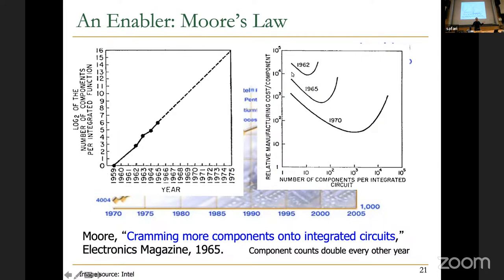And the reason is basically people are able to scale the circuits. It's called technology scaling, such that you can put more transistors in a given area. And these are the curves from his original paper, basically. This is the number of components per integrated circuit, and this is the relative manufacturing cost per component. If you look at this, the curve in 1962 looks like this. So there's a Pareto optimal point, an optimal point in terms of the number of components per circuit that minimizes the cost per component. That's what Moore's law is about, actually. It's really a law of economics, if you will. And in 1965, that optimal point shifted to the right. In 1970, that optimal point shifted even more to the right, and we keep shifting to the right because people are advancing the technology.